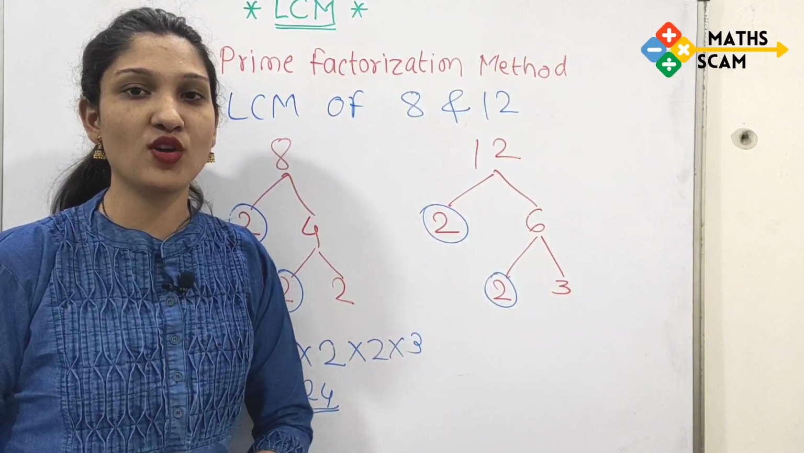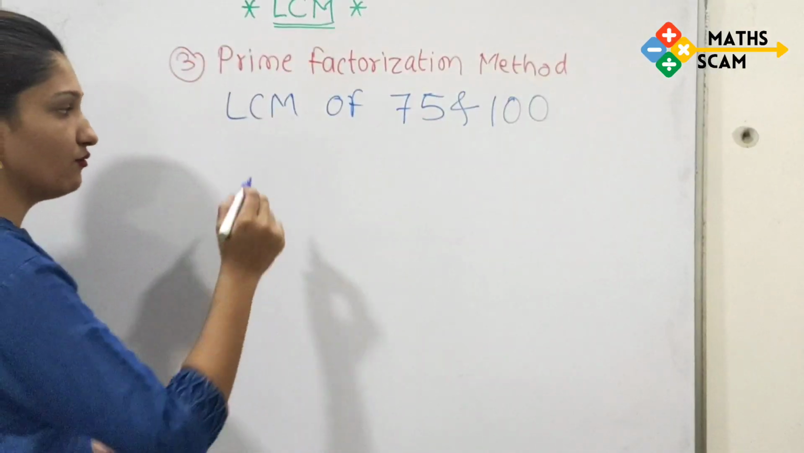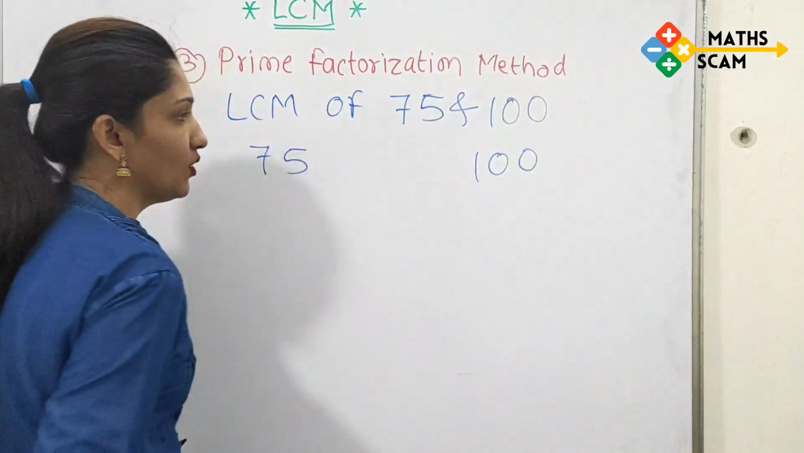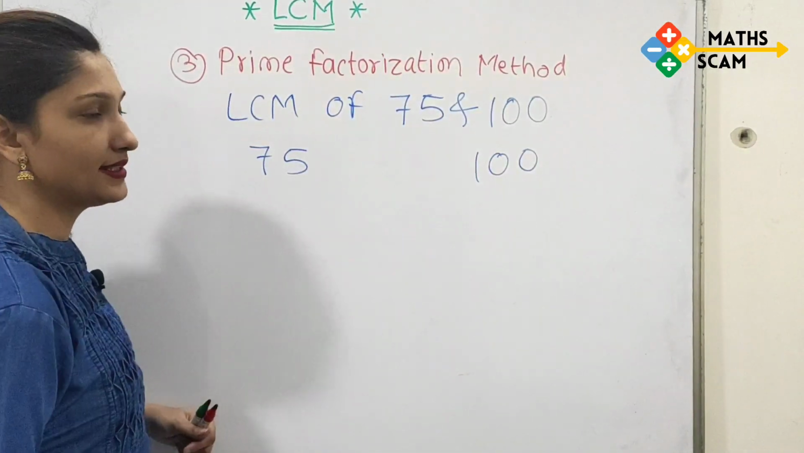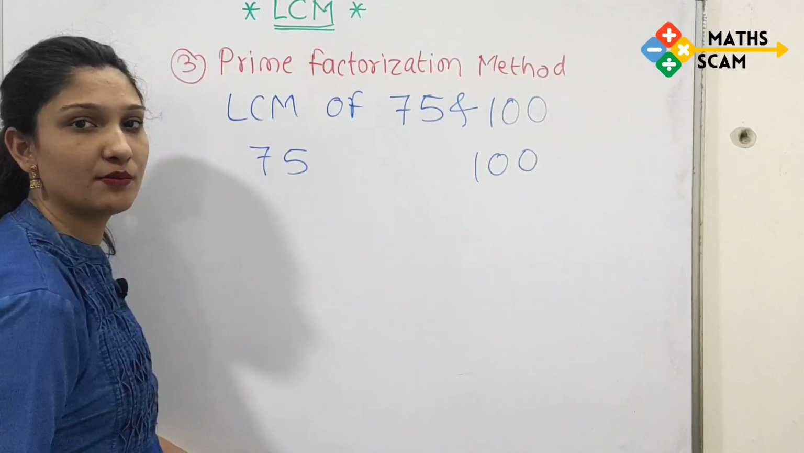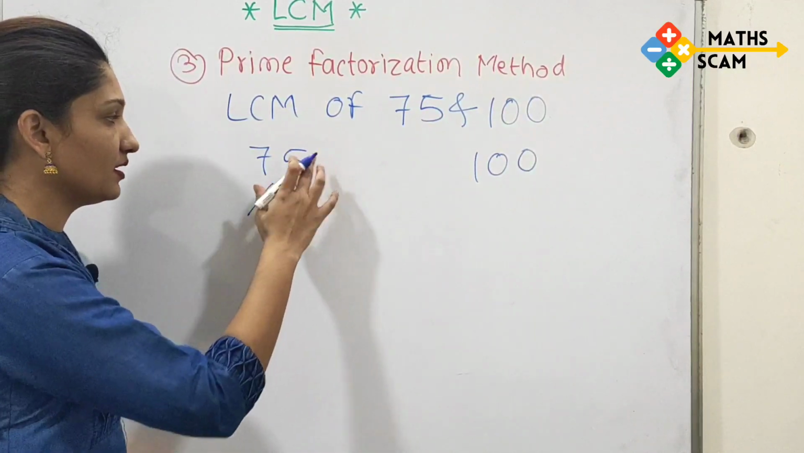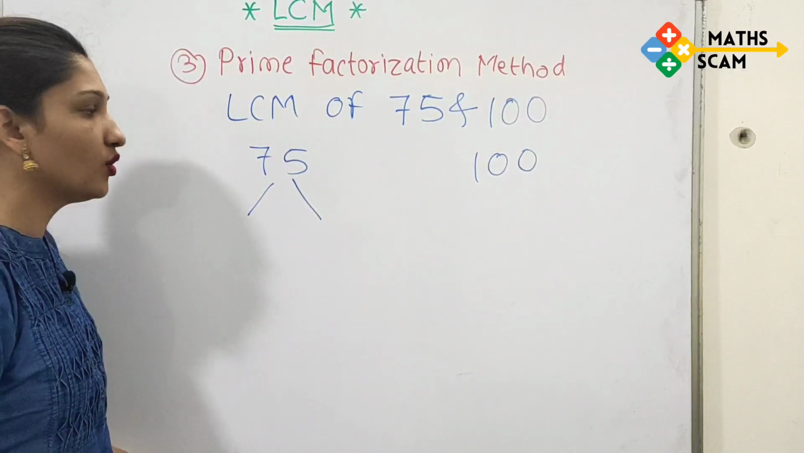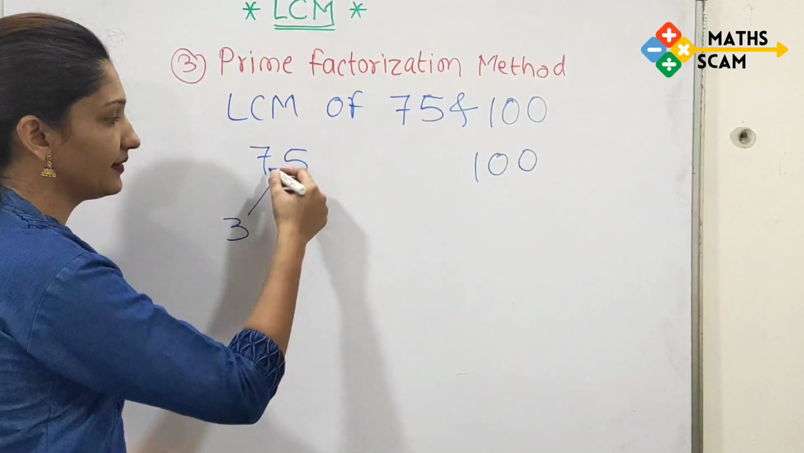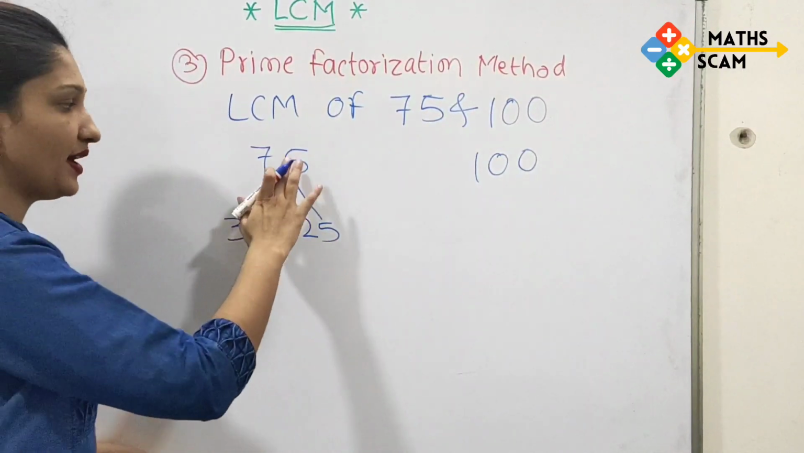Okay, we'll see one more example. The example is LCM of 75 and 100. First step is to find the factors of each number. Next step is to find the factors of each number individually. Okay, so can we divide this number by 2? No. Can we divide this number by 3? Yes. 3 2s are 6, 3 5s are 15. So 25 3s are 75.